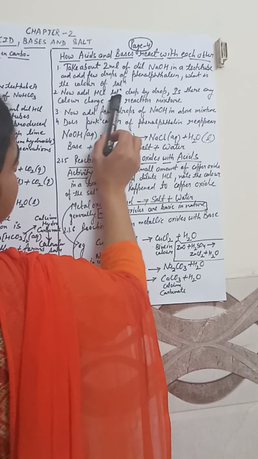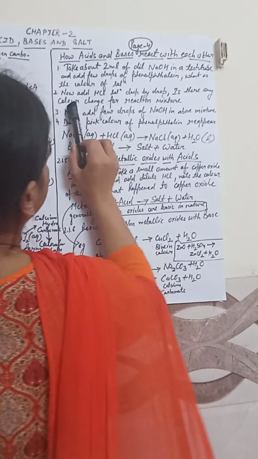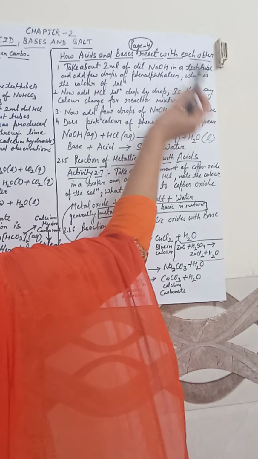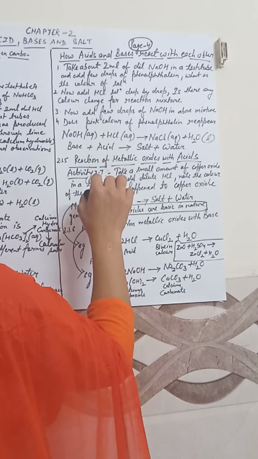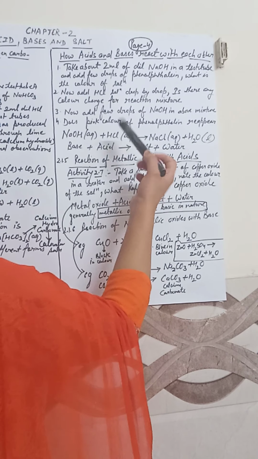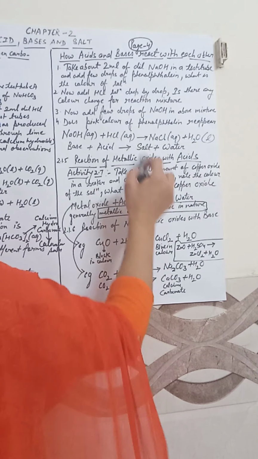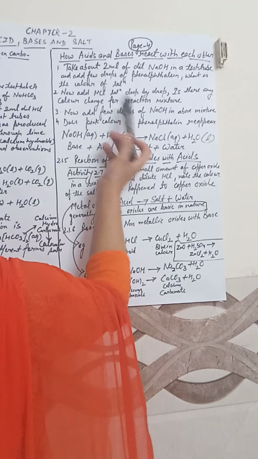Now add HCl solution drop by drop. Is there any color change for this reaction? Firstly, we are adding phenolphthalein to the base and it shows color. Then we are adding HCl to it, because HCl is an acid. So the acid neutralizes the color of the base.